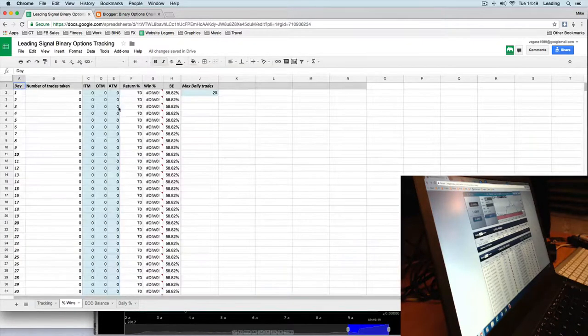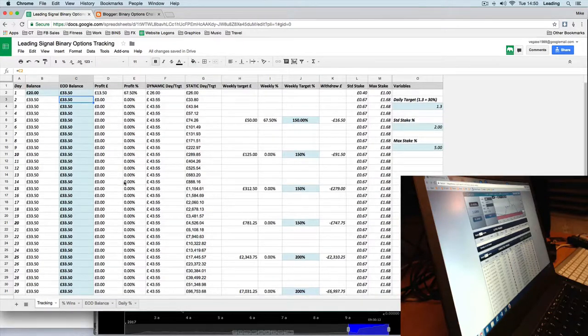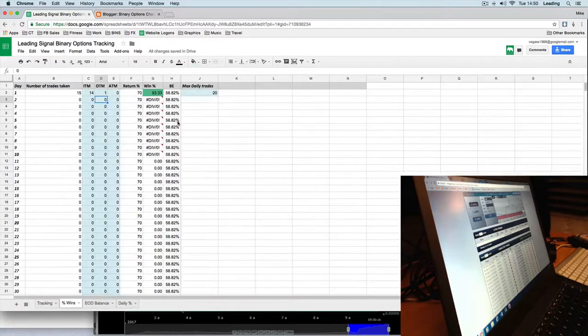Percentage wins. So number of trades taken: in the money was 14, out of the money was 1. So it's a 93% win rate, which is good. Although it is just the first batch of trades, and there were too many of them basically.